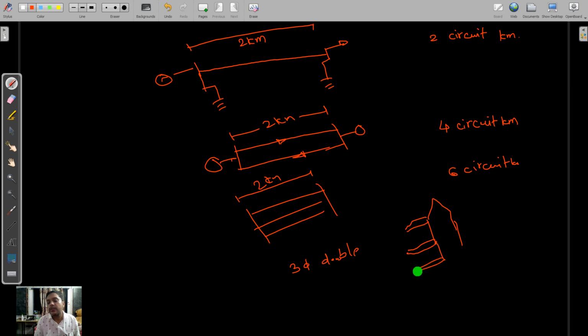Okay, so this is the three-phase structure. On this side also there is a three-phase structure. So this is carrying the conductor. This is the double circuit transmission line. Okay, this is three phases. These are the three phases.